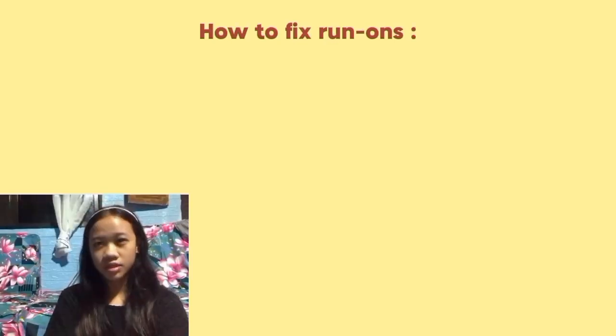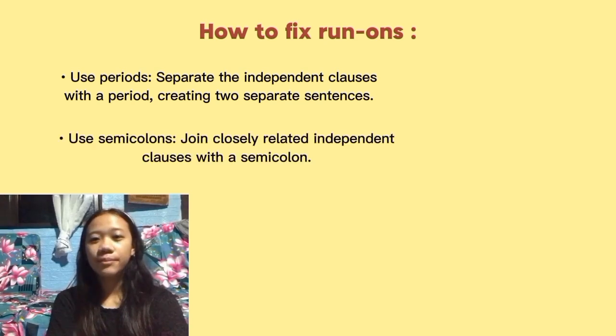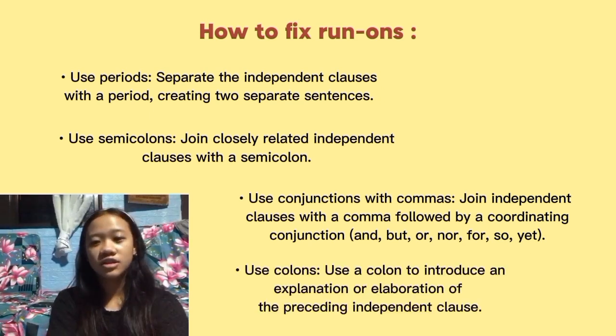How to fix run-ons. Use periods. Separate the independent clauses with a period, creating two separate sentences. Use semicolons. Join closely related independent clauses with a semicolon. Use conjunction with commas. Join independent clauses with a comma followed by a coordinating conjunction. Use colons. Use a colon to introduce an explanation or elaboration of the preceding independent clause.